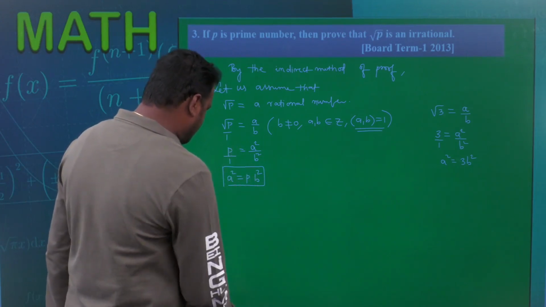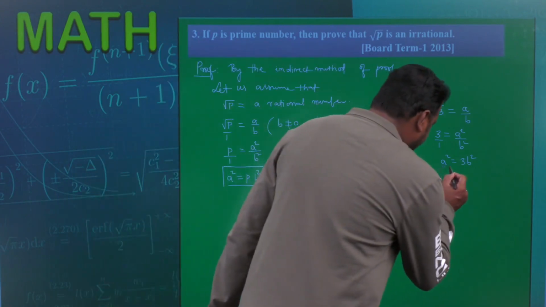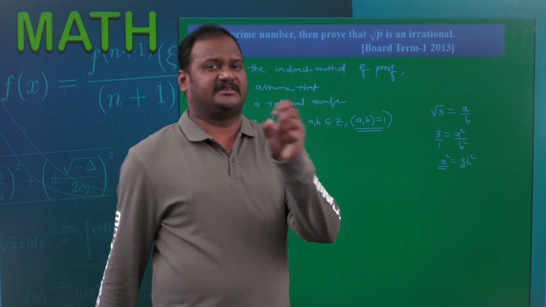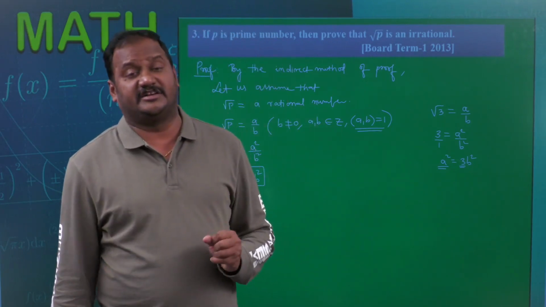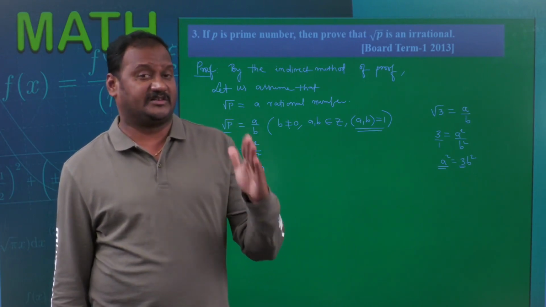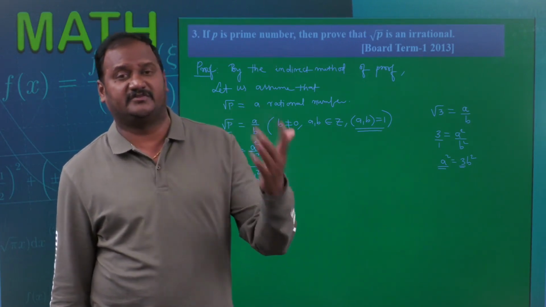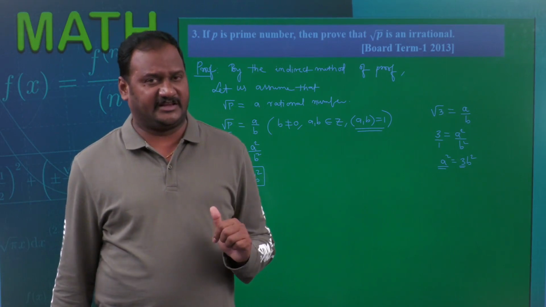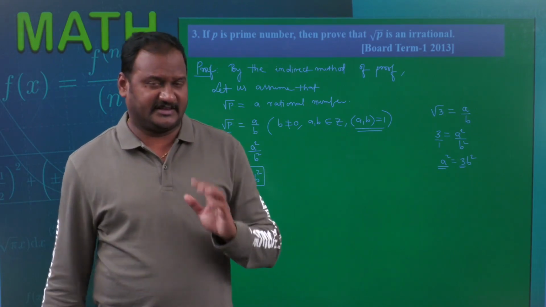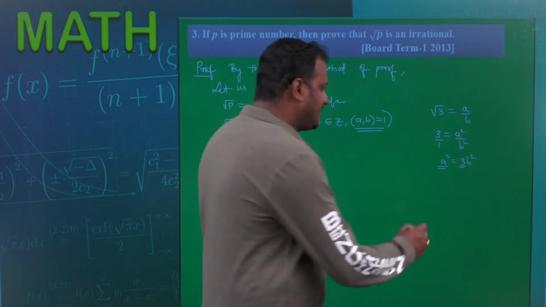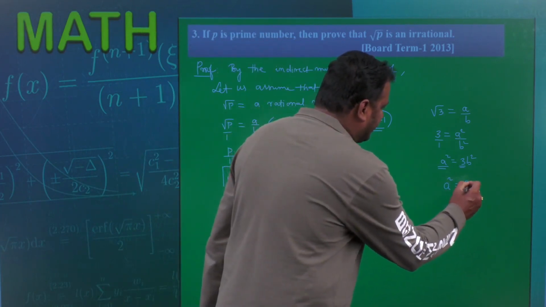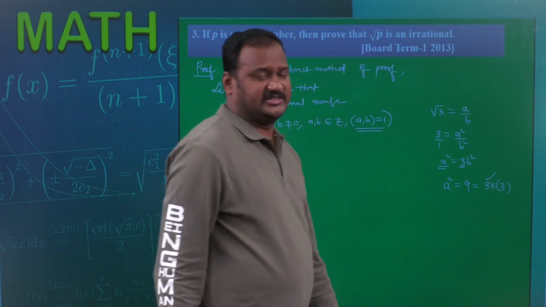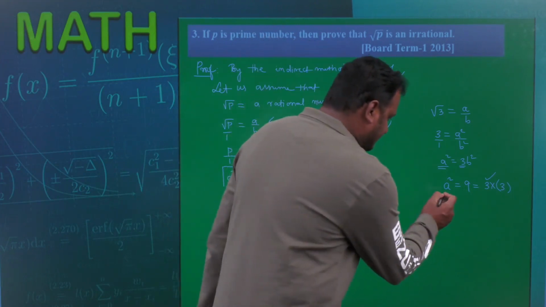So if a square is equal to 3 b square, it means a square is a multiple of 3. A square means it's a square number. Tell me one square number which is a multiple of 3. What are square numbers? 1 square, 2 square, 3 square, 4 square, 5 square, all these are square numbers. I am taking one square number which is a multiple of 3. Can I take 3 square? Because 3 square is equal to 9, which is a multiple of 3. So I am taking a square equal to 9, because you can write 9 as 3 into 3.